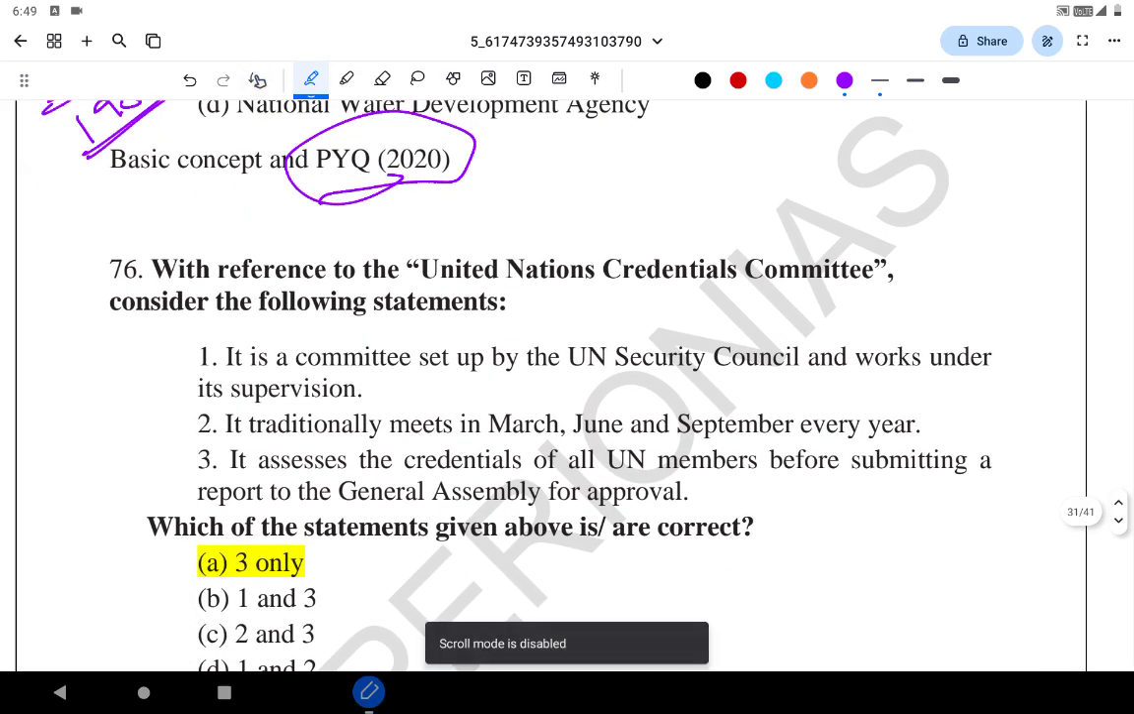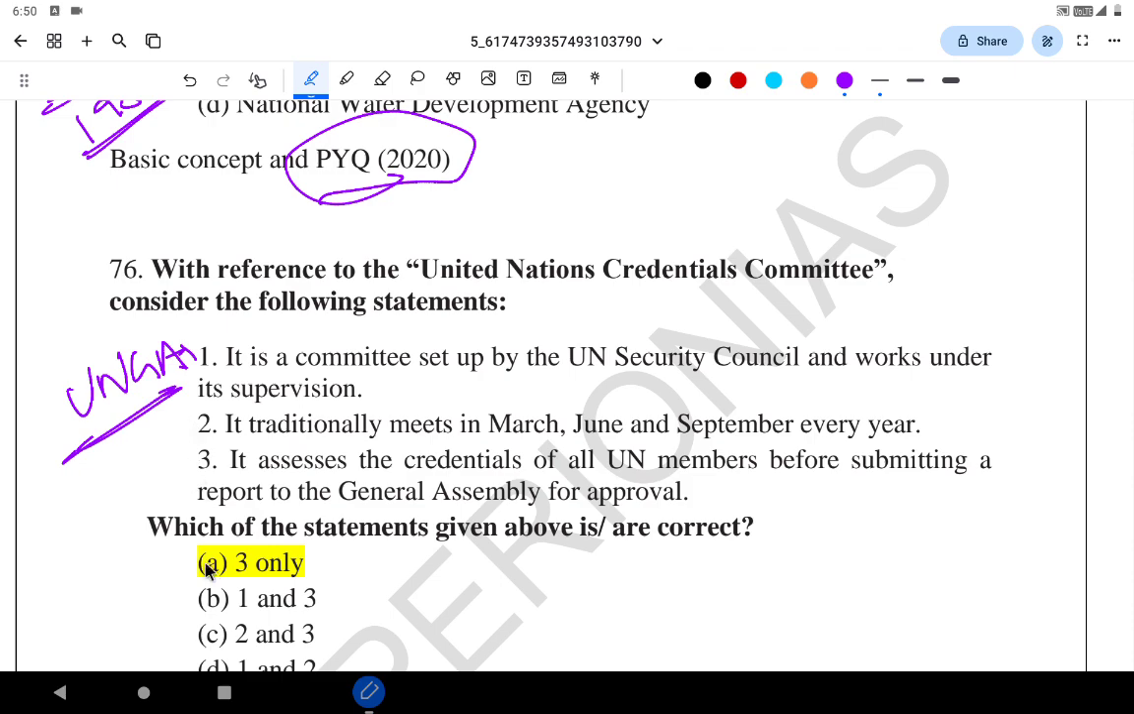Next is, with reference to the United Nations Credential Committee, consider the following. It is a committee set up by the United Nations Security Council and works under its supervision. Wrong. It comes under United Nations General Assembly. Statement 1 is wrong. Eliminated. It traditionally meets in March, June and September every year. No, they meet between September to December every year. So even the second is wrong. Eliminated. The correct answer is 3 only.